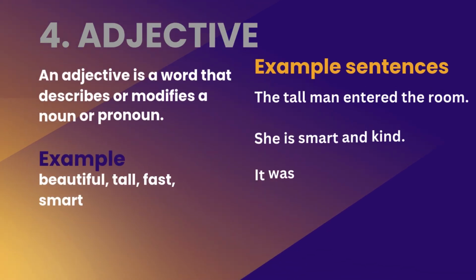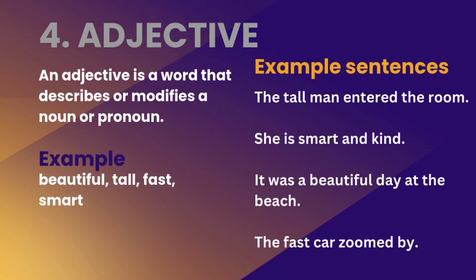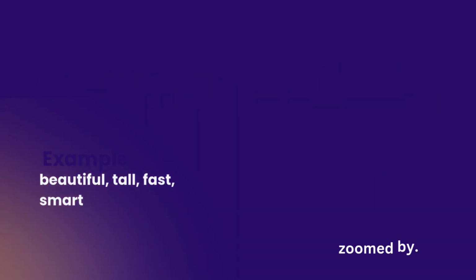Adjectives are words that describe or modify nouns and pronouns. They add detail to sentences. For example, in the sentence, the tall man entered the room. The word tall tells us more about the man. Another example is she is smart and kind. Here, smart and kind are adjectives that describe her personality. Adjectives make sentences more interesting and help us visualize what's being described. For instance, the fast car zoomed by gives us a clear picture of the speed of the car.